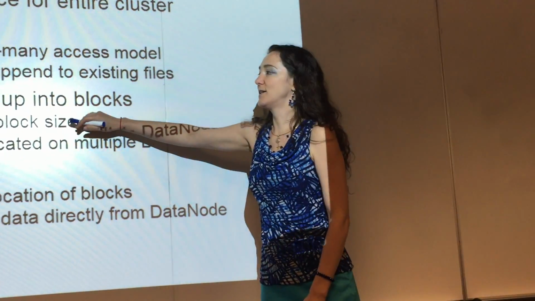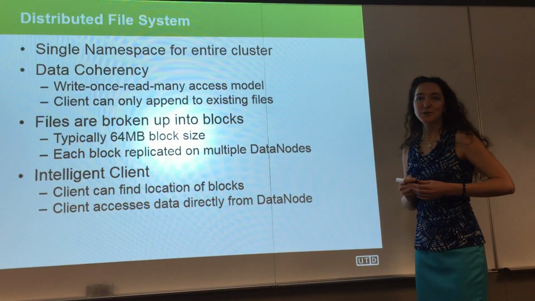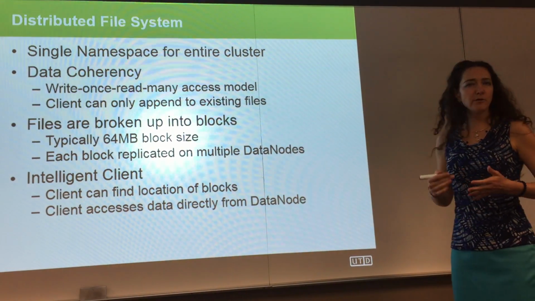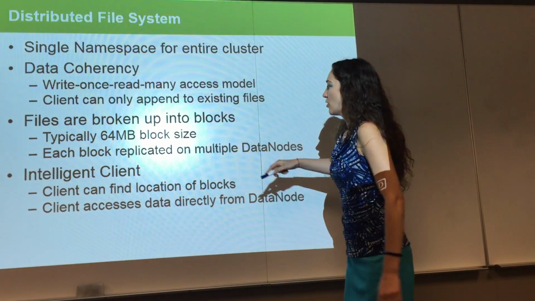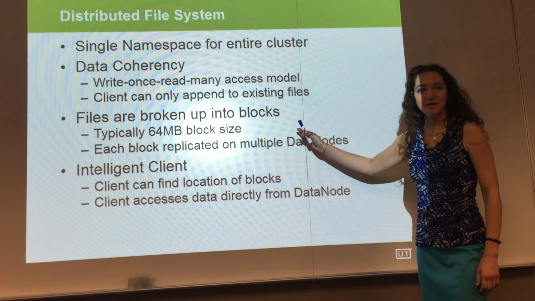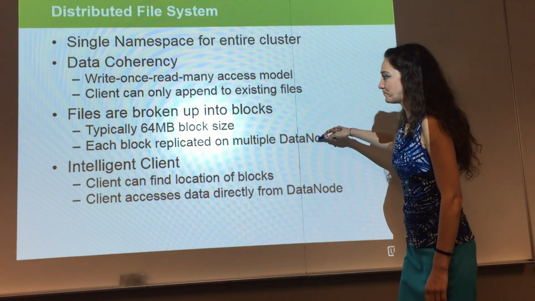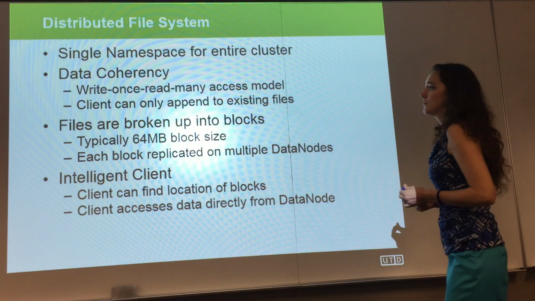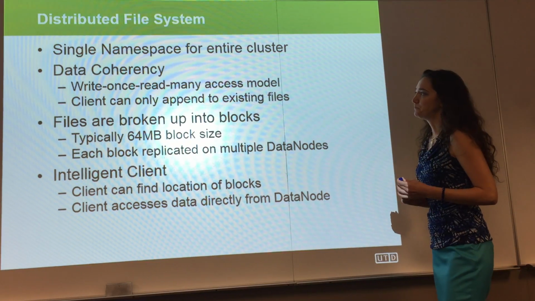And the bigger the block size is, the fewer blocks we have to search for to get the entire file. So remember, the file will be broken into pieces if it's bigger than the block size. It was estimated that the optimal size of the block is 128 megabytes. Each block will be replicated on multiple data nodes, and we mentioned last time that it's replicated 3 times in case of failure.